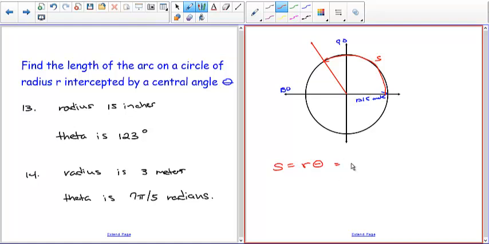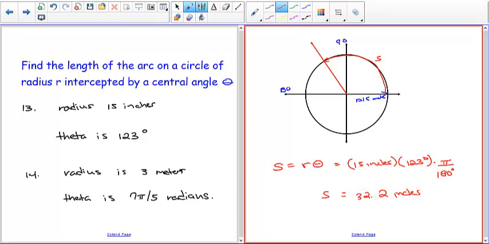So what we would do is we take 15 inches, the radius, and we have theta, this is in degrees, so we have to convert that to radians. So we multiply by pi and divide by 180. Radians are always a lot smaller than degrees, so pi is 3, divided by a big number, 180. So we have 15 times 123 degrees times pi divided by 180, which is 32.2 inches. Make sure you put your units on there.